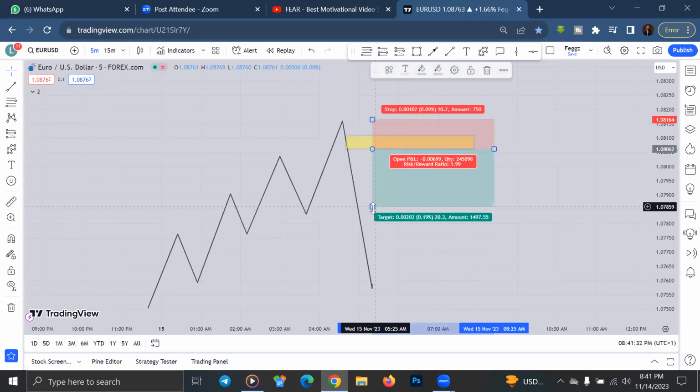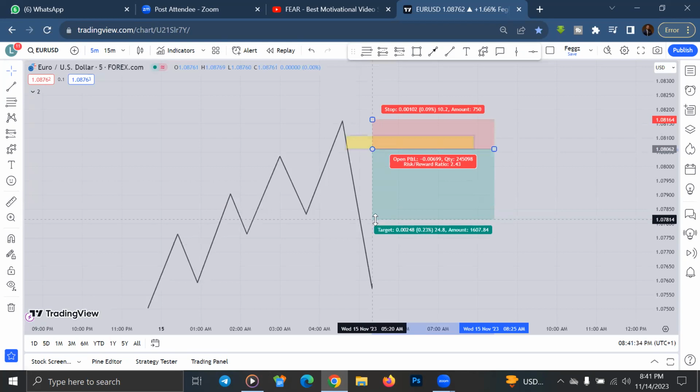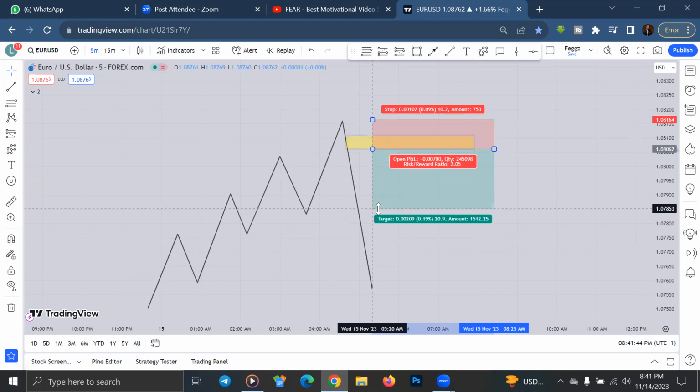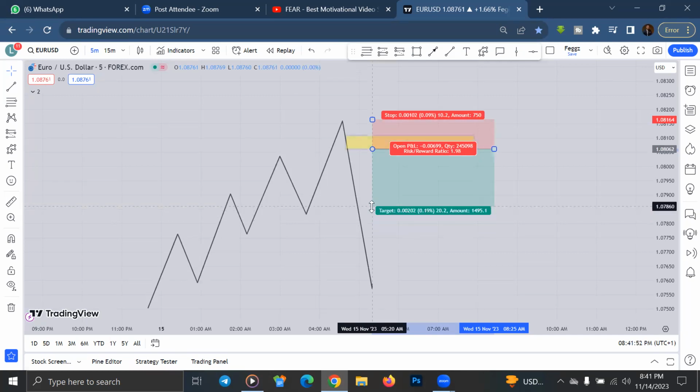If I'm dragging this thing, you notice it's increasing. It's 2.43. You see? 1.6. So this is how I can know my risk to reward accurately. I can put it at exactly 1 to 2. I can also show you a faster way I do this. If you want to drag it this way, you can, but I'll show you another fast way. When I come here, you see this value where it says stop, 0.00102.